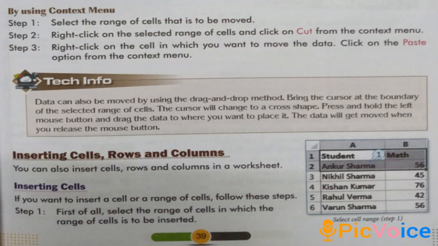Dear students, to move cell contents also we can use the context menu method, and in this method we can follow 3 steps. Step 1 is select the range of cells. Then step 2 is right click on the selected range of cells and click on Cut option from the context menu. Then step 3 is right click on the cell in which you want to move the data and click on the Paste option from the context menu. Now the data is already moved to the new cells.